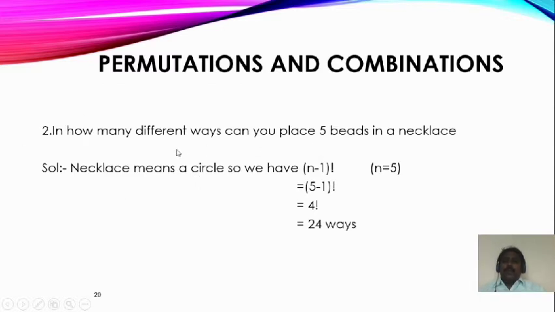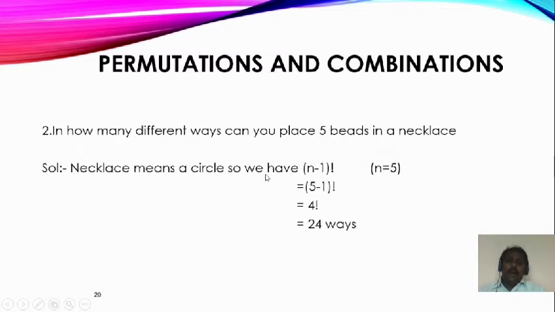So next, another problem. In how many different ways can you place 5 beads in a necklace? So he has asked about the beads in a necklace. Beads in a necklace means, how will the necklace shape be? The necklace shape will be round, like a circle. So necklace means a circle.